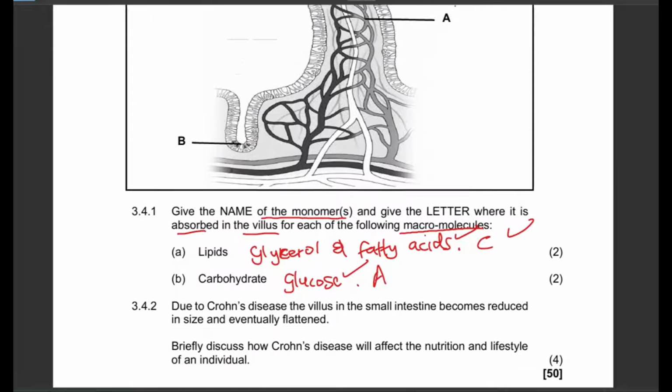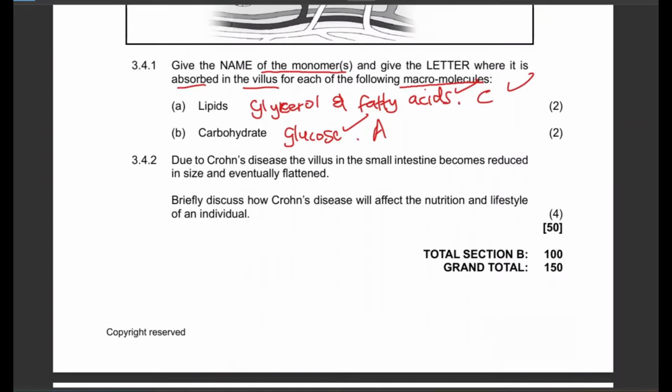All right. Then let's look at this question. Due to this particular disease, Crohn's disease, the villus in the small intestine becomes reduced in size and it is eventually flattened. Briefly discuss how the Crohn's disease will affect the nutrition and lifestyle of an individual.